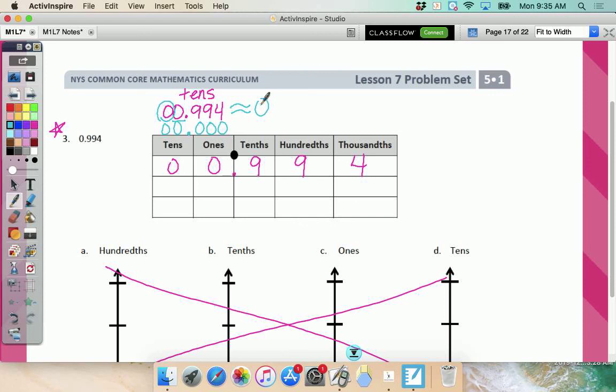Okay, let's do the ones place now. I'm gonna write it here. 994 thousandths. Okay, I think I'm going to start pulling sticks. Is that okay? We feel like we're about ready for that? Yes, please.